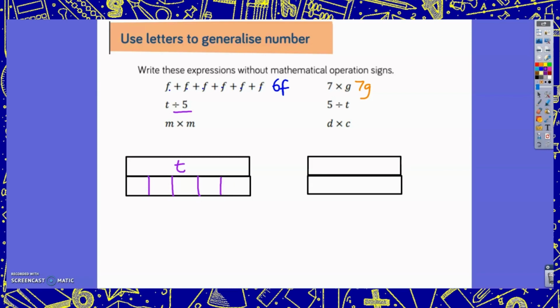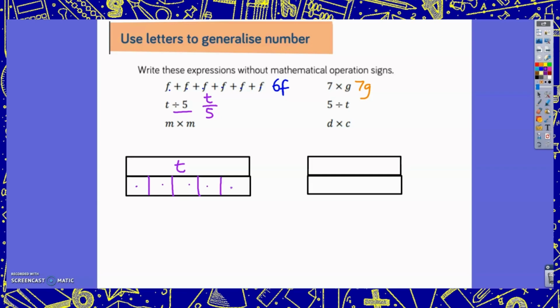However, we don't write the division sign. So when we're looking at t divided by 5, t would be our numerator, and because we're dividing or putting into 5 groups, 5 would be our denominator because we're sharing it into 5 equal parts. So those 5 equal parts would become my denominator. So t divided by 5 would be t over 5. Because I'm dividing that whole by 5.